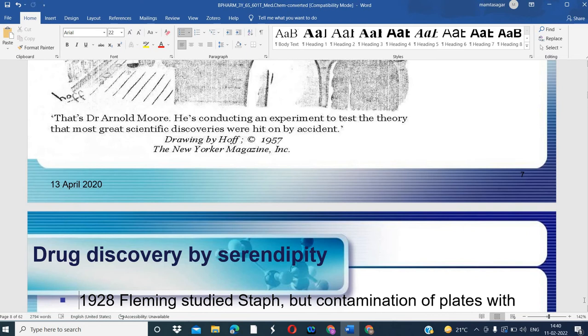Dr. Arnold Moore, M.Sc, is conducting an experiment to test the theory that most great scientific discoveries were hit on by accident. So we can say that they were hit on by accident, but it doesn't happen at once. We have to try.